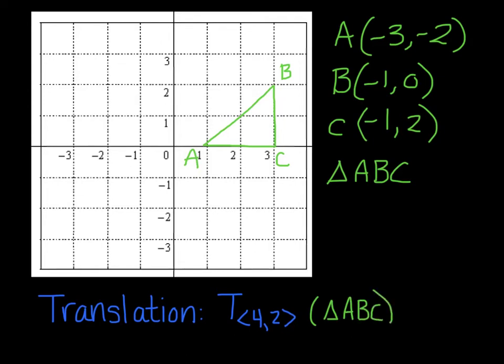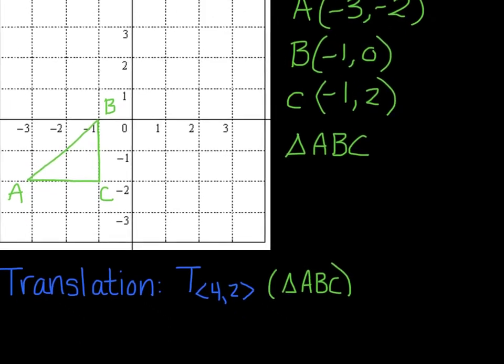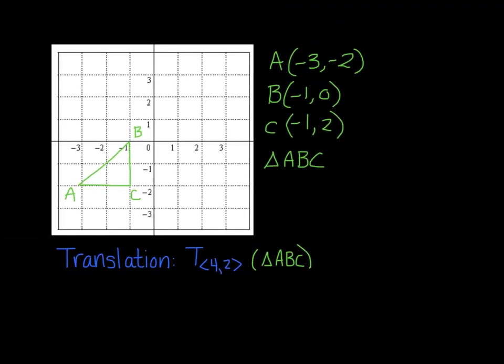When I end up there, it's not going to be A, B, C anymore. It's going to be A prime, B prime, C prime. Each one of these points is going to move the same amount. It's a rigid motion, so A moves 1, 2, 3, 4, C moves 1, 2, 3, 4, and B moves 1, 2, 3, 4. Then they all do the same thing in the upward direction. So B goes right 4 and up 2.